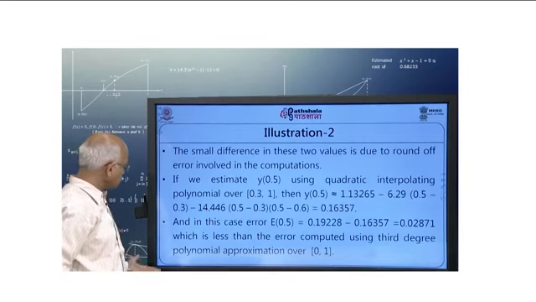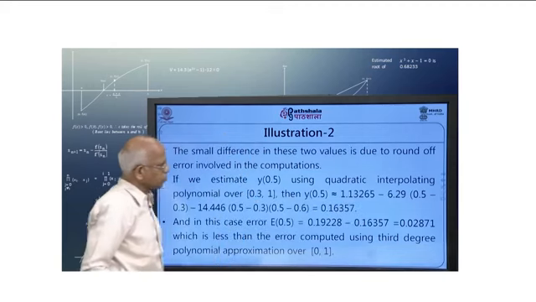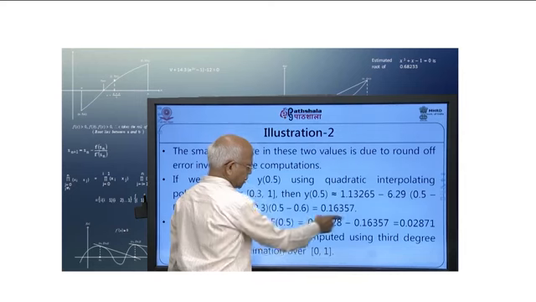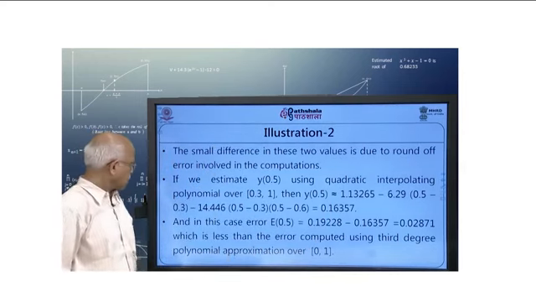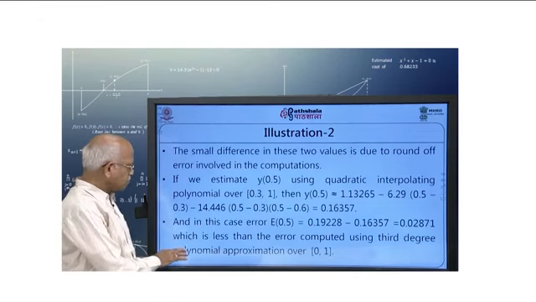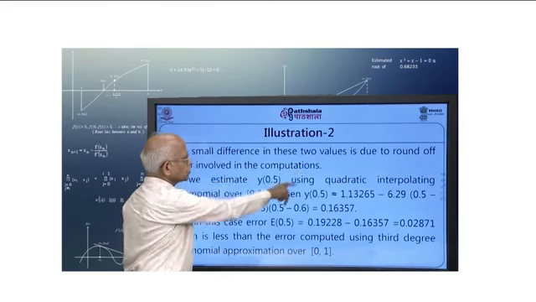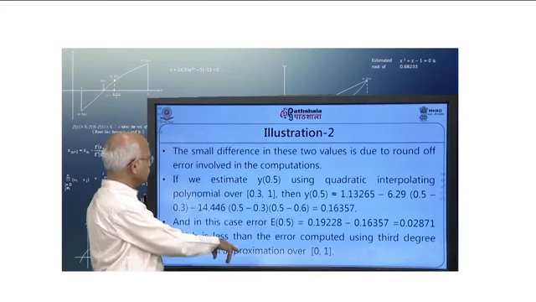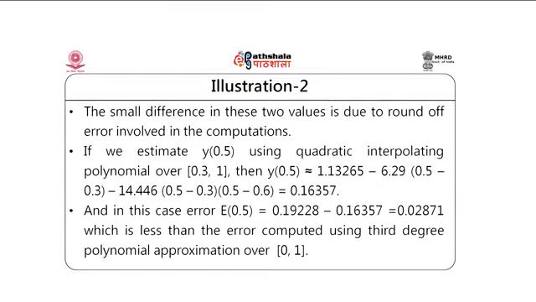And similarly we can do this, and in this case the error will be 0.02871, because it is the actual value minus the estimated value. So, that will give you this. Now, this is less than the error computed using the third degree polynomial. With the third degree polynomial we got a little more error, and with the second degree polynomial we have got an error a little less than that. So, it is not necessary that a higher degree polynomial will always give you better results.